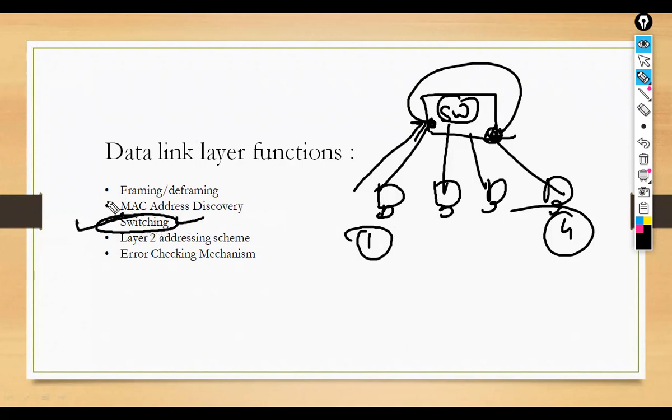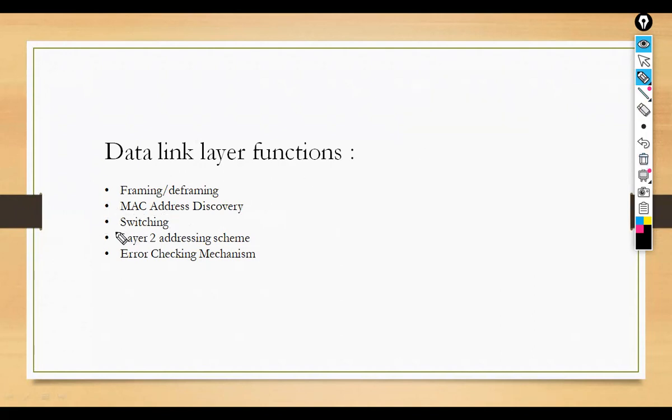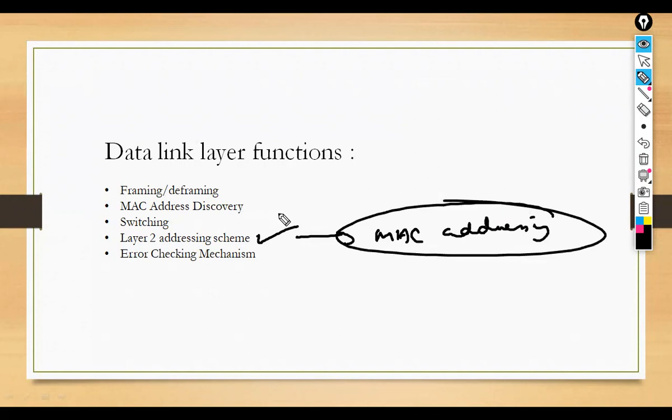Now another thing you already know: the layer 2 addressing scheme. Layer 2 addressing scheme means the MAC addressing. So you know about the MAC address, right? How many bits is a MAC address, guys?